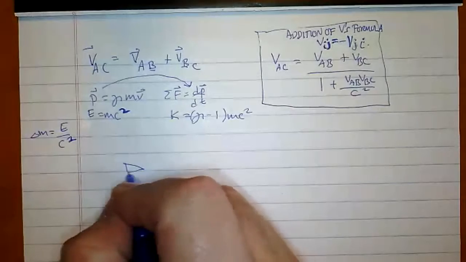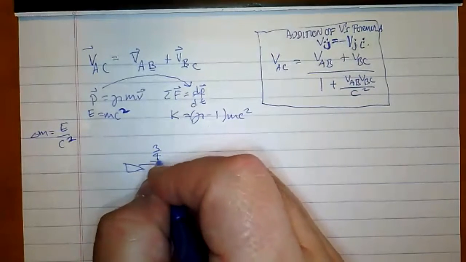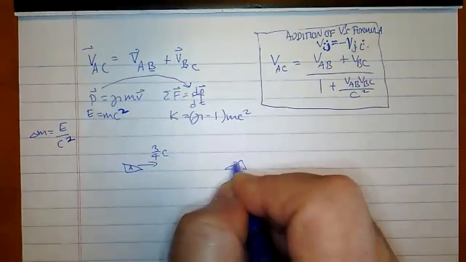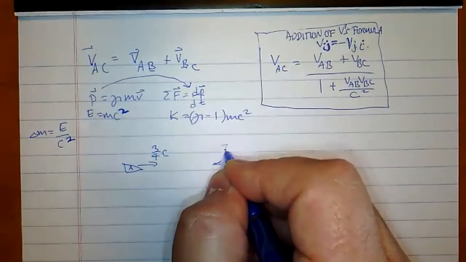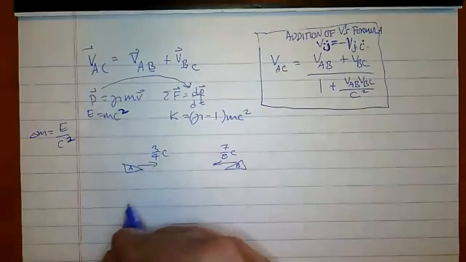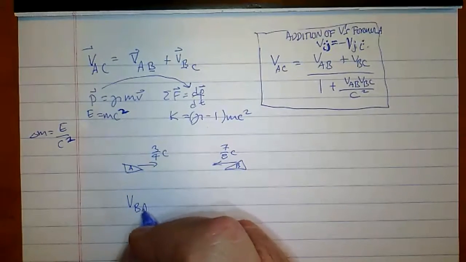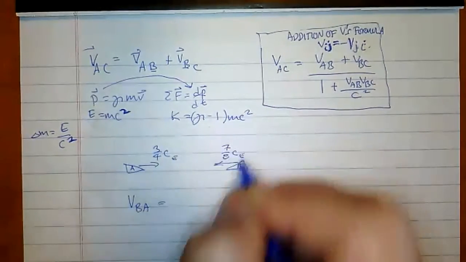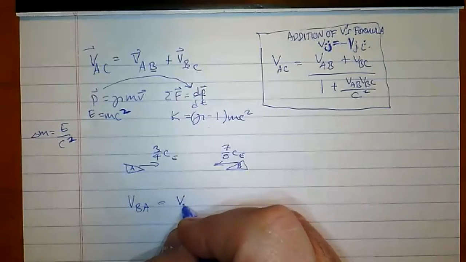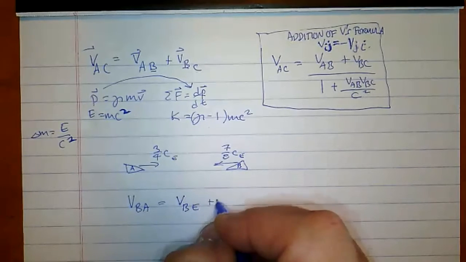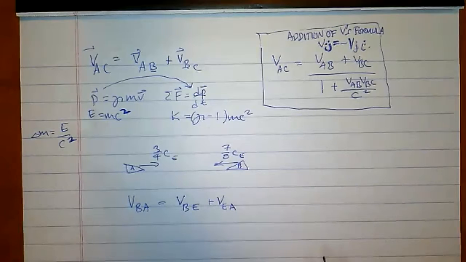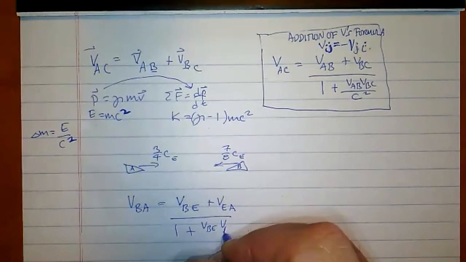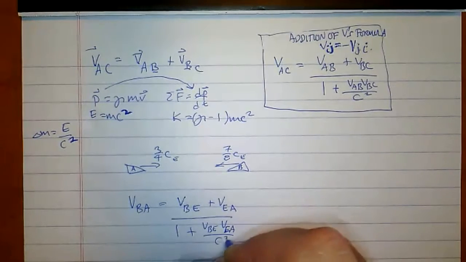So let's imagine a spacecraft traveling at 3/4 c towards another spacecraft. Let's call this A, let's call this B, and another spacecraft traveling at 7/8 c. Then the velocity of B as seen by A is equal to, and this is relative to Earth, so I'll put an E on it, the velocity of B relative to Earth plus the velocity of the Earth relative to A, divided by 1 plus V_BE V_EA over c squared.